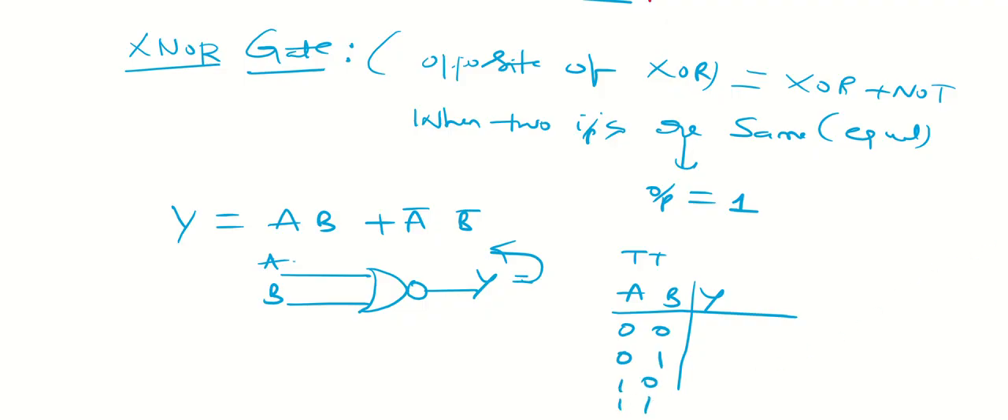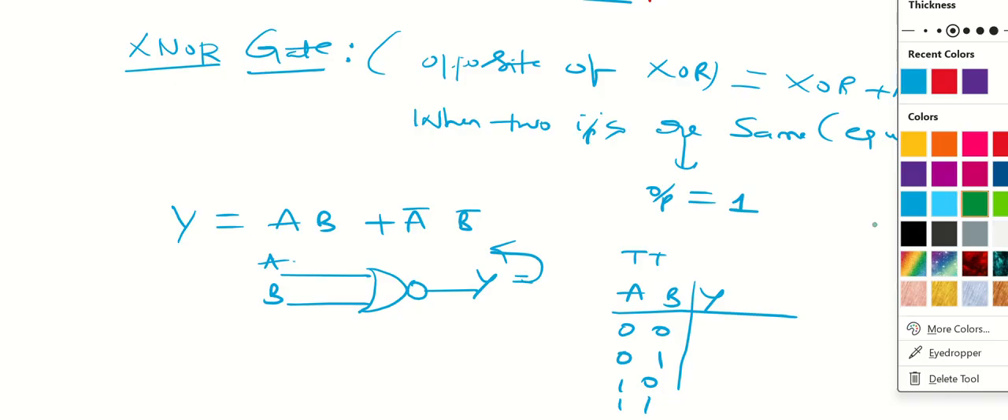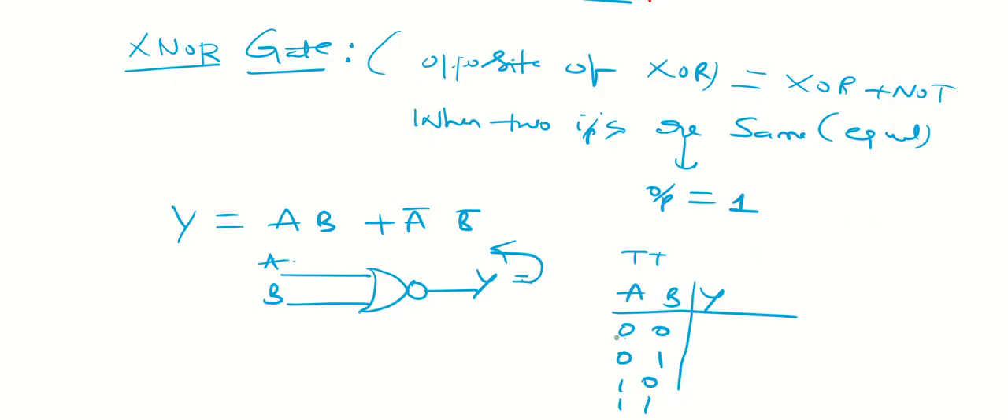Let's observe. I have taken the two inputs. The first combination is 0 0, same, so 1. 0 1, different, so 0. 1 0, different, so 0. 1 1, same, so 1. This way, for same inputs the output is 1. This is the exclusive NOR.